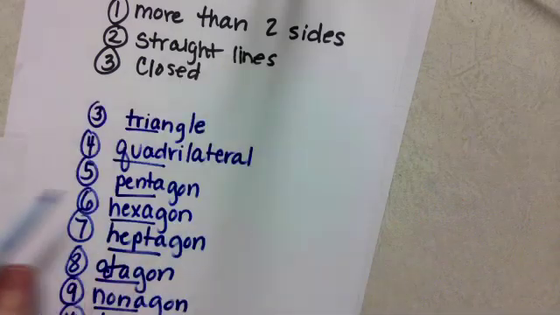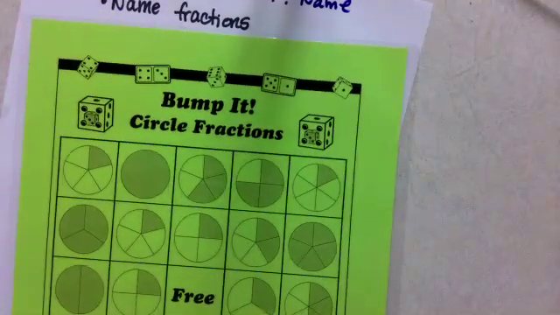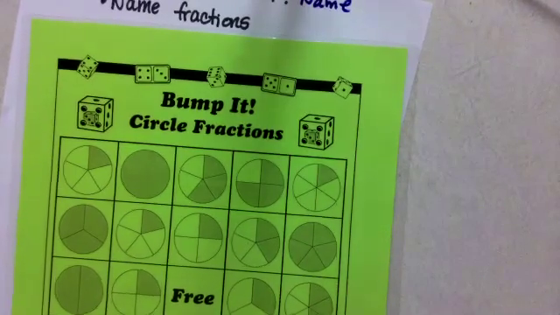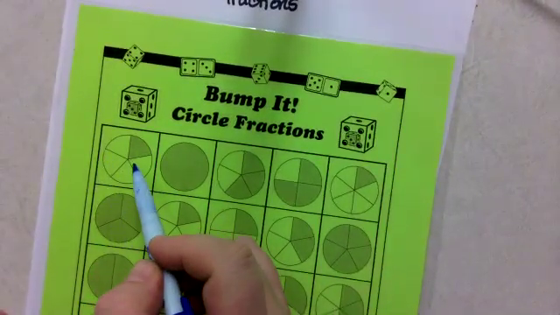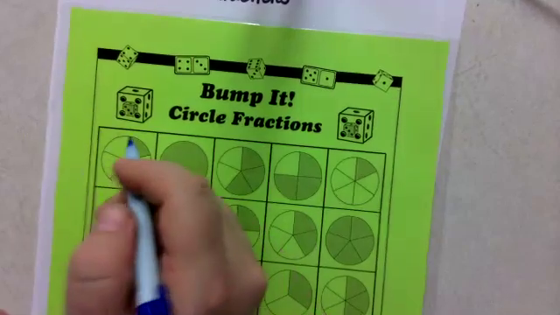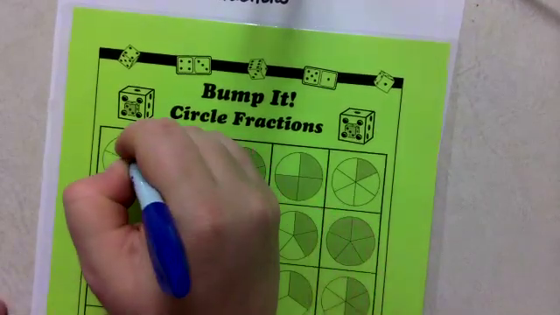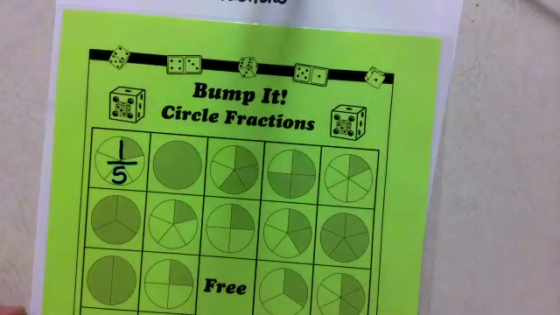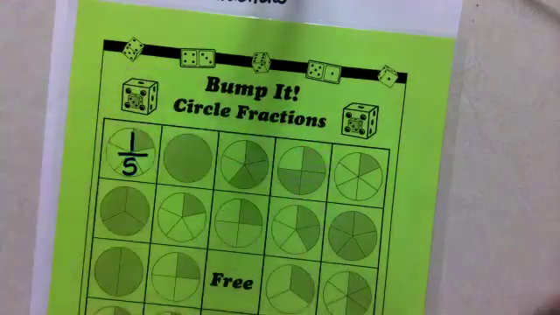Then after you're finished, you are going to move on to labeling your fractions. Start as a group just to remind them of yesterday. Okay, let's look at this very first fraction. How many pieces is it cut into? 5, that's our denominator. How many pieces are shaded? 1, that's our numerator. What's the fraction? 1/5.